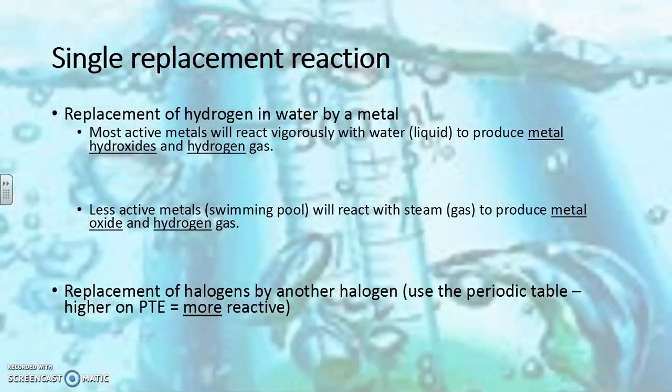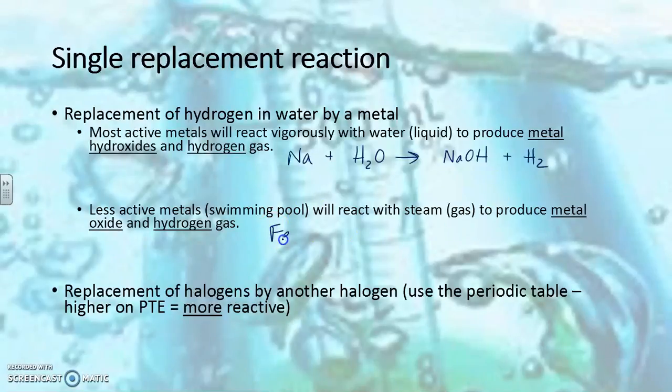Replacement of hydrogen in water by a metal. Most active metals will react vigorously with water to produce metal hydroxides and hydrogen gas. An example of this: sodium plus water will produce sodium hydroxide and hydrogen gas. If we have less active metals, the swimming pool ones, they're going to produce steam and a metal oxide.